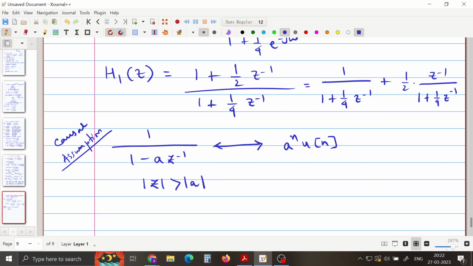So what happens to this first term? So this first term, what I mean is this. Can you tell me what happens to the inverse? Yes, 1 by 4 power n u of n. Minus 1 by 4 to the power n, right? Minus 1. Okay. And what happens to the second term? So you see in the second term actually, you wait, where is the marker?